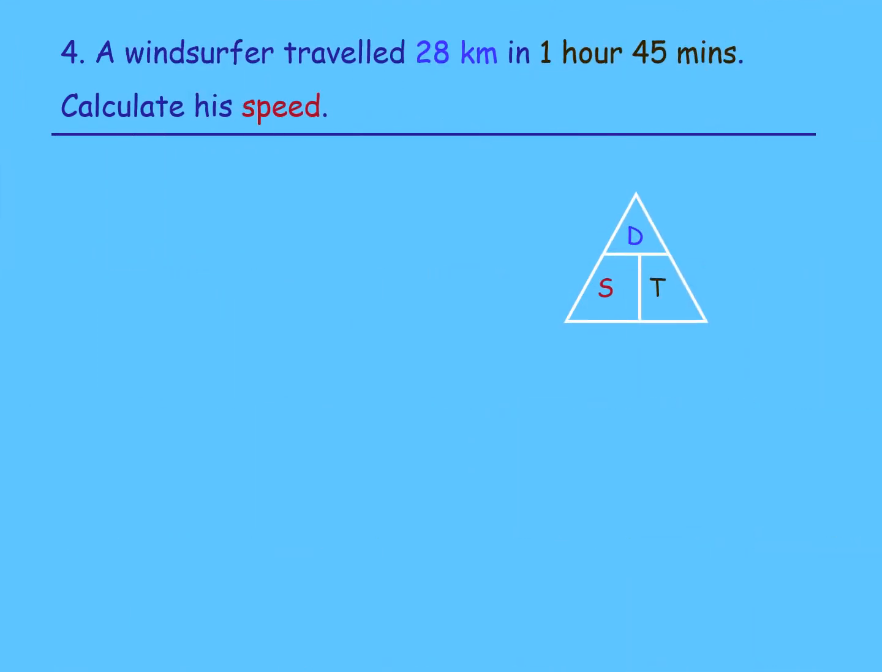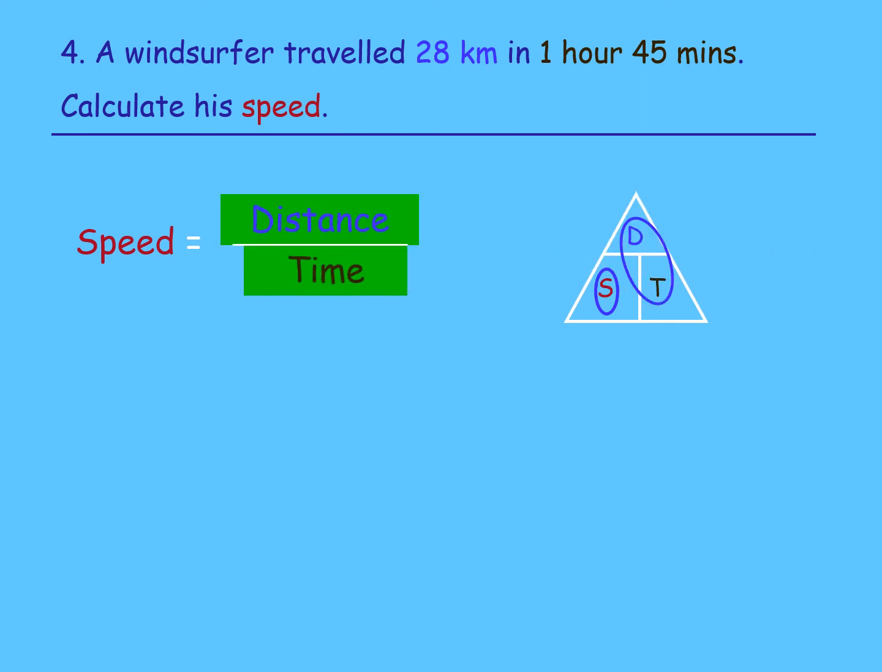Next problem. A windsurfer traveled 28 kilometers in 1 hour 45 minutes. Calculate his speed. Okay, so the problem here is speed. So using the triangle formula, the problem here is speed. So what is the formula for speed? We have distance divided by time.